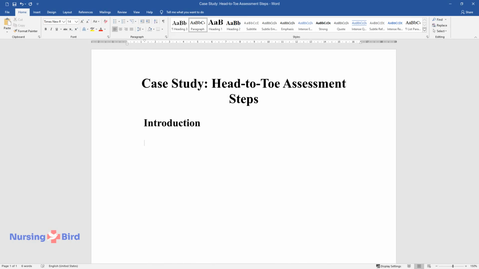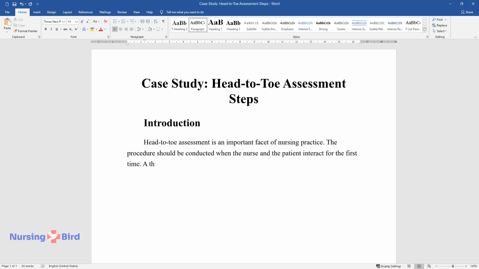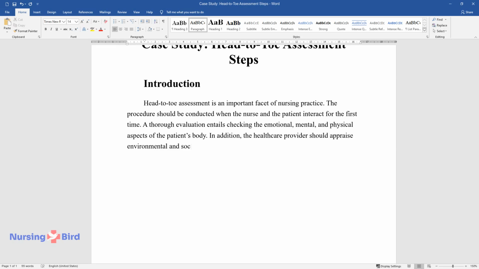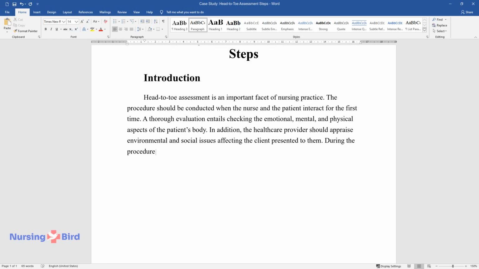Introduction. Head-to-toe assessment is an important facet of nursing practice. The procedure should be conducted when the nurse and the patient interact for the first time. A thorough evaluation entails checking the emotional, mental, and physical aspects of the patient's body. In addition, the healthcare provider should appraise environmental and social issues affecting the client presented to them. During the procedure, the nurse needs to ask questions needed to provide a comprehensive picture of the client.